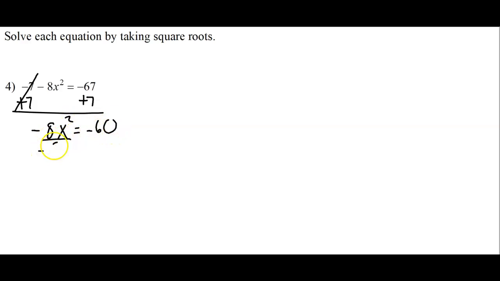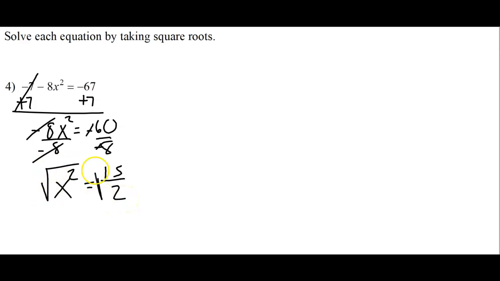Then we're going to divide by -8. In this case, the negatives go away, and this does reduce. I believe 4 goes into the top 15 times, and it goes into the bottom 2 times. And then we're going to go ahead and take the square root on both sides.